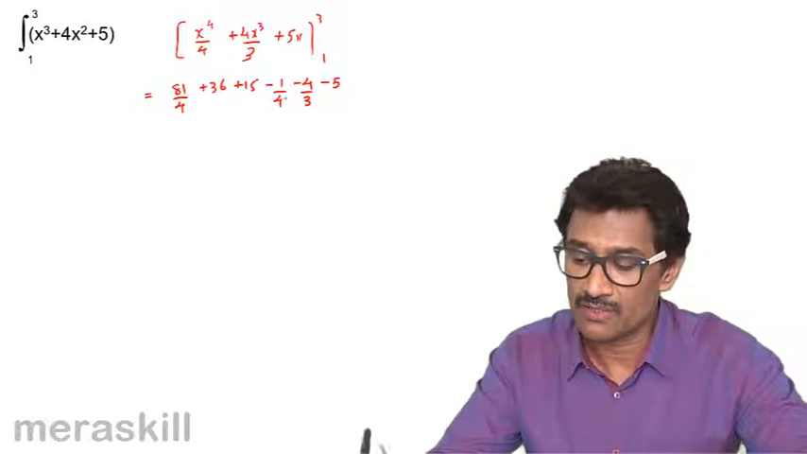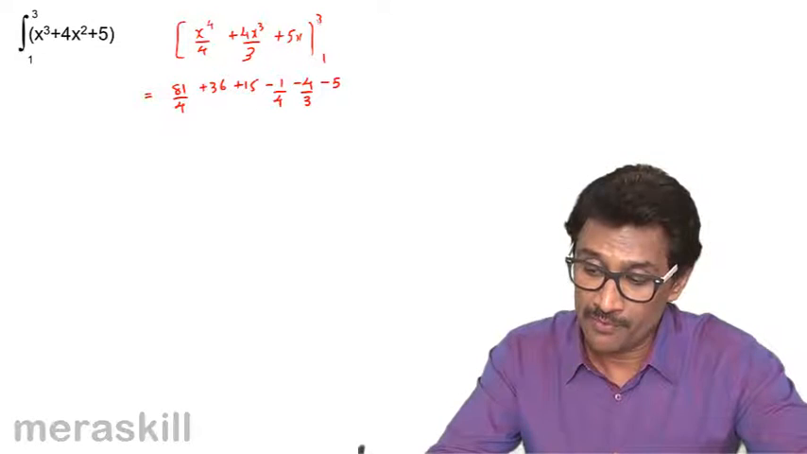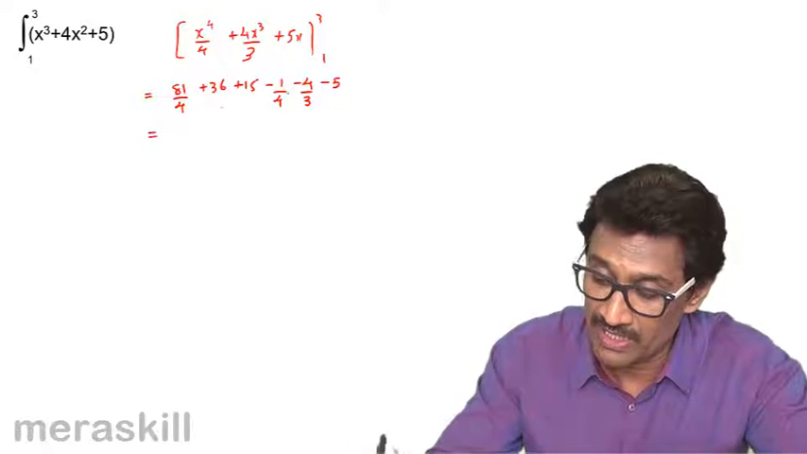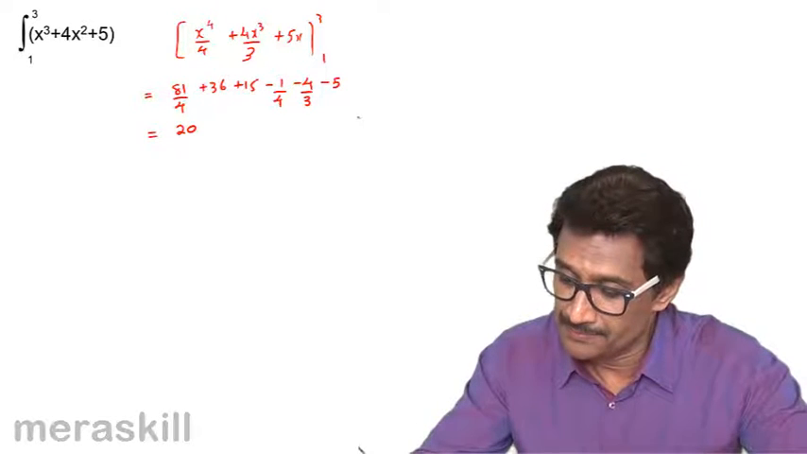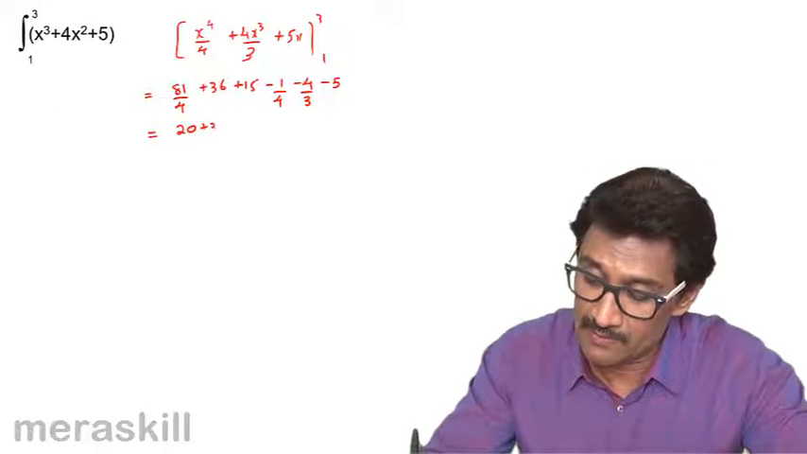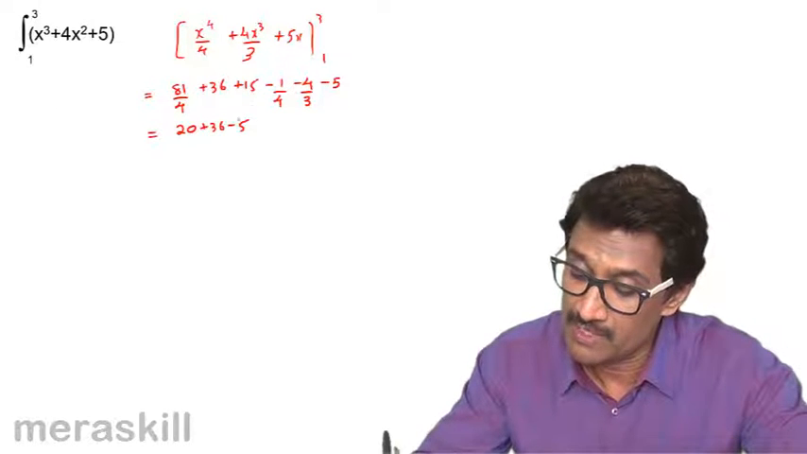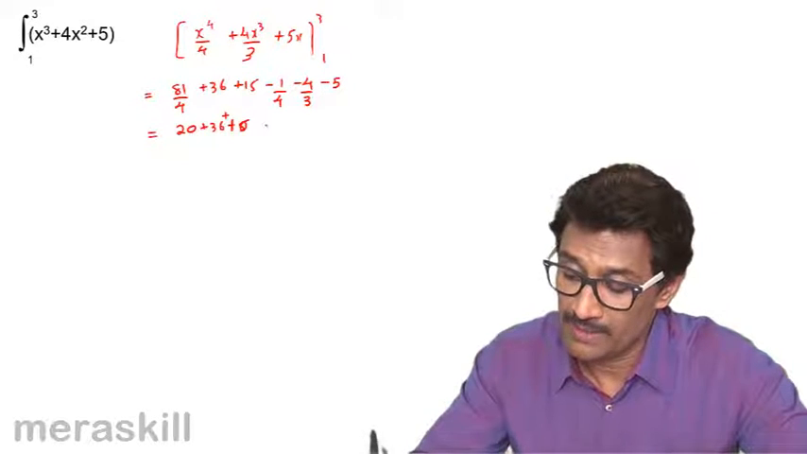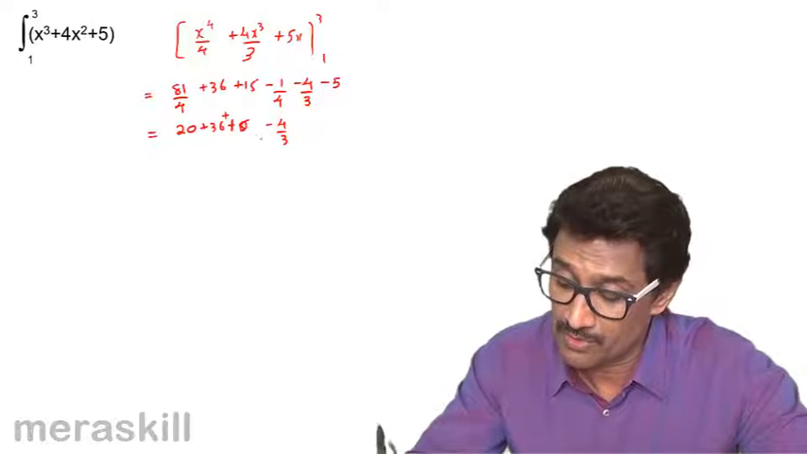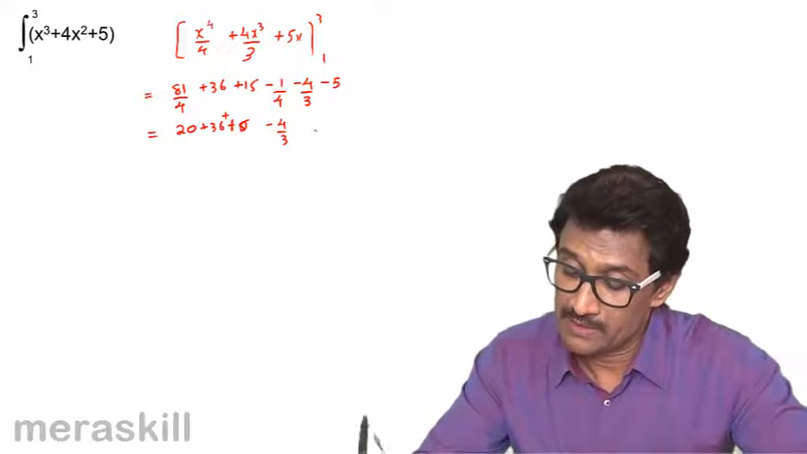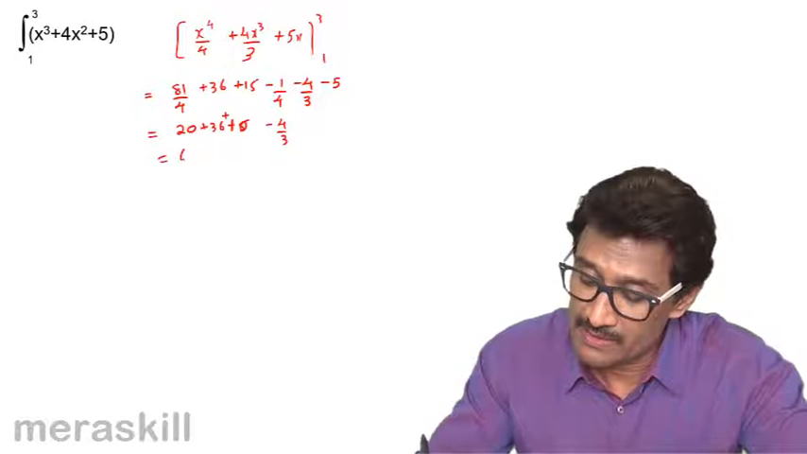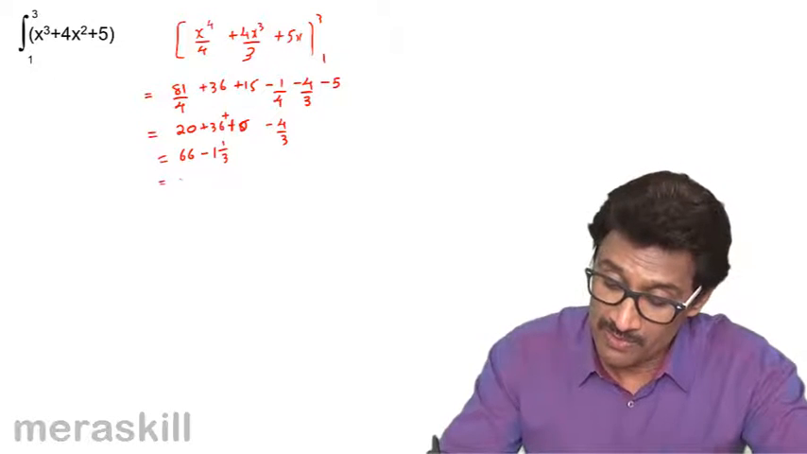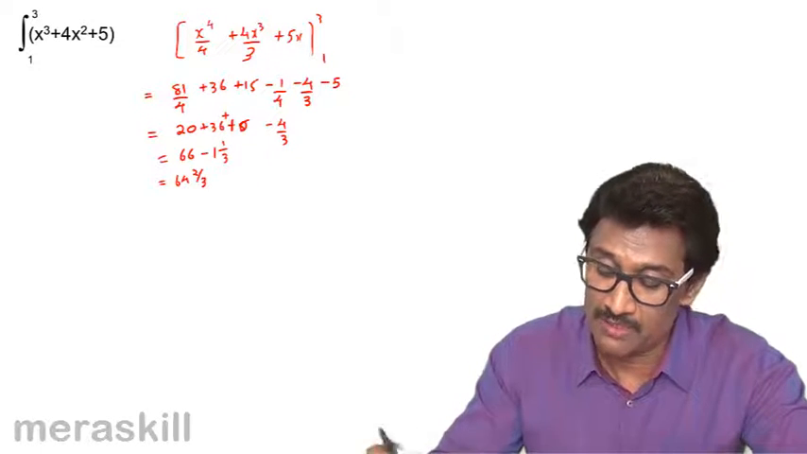We have found out the integral, and then it is going to be f of b minus f of a, which is going to be this. Simplify this and you get it. This is eventually 80 by 4, that is 20 plus 36 minus 5 plus 10, and accordingly minus 4 by 3, minus 4 by 3. So it's going to be 20 plus 36 plus 10, so 66 minus 1 and 1 by 3. So it's going to be how much? 64 and 2 by 3 will be the answer for this.